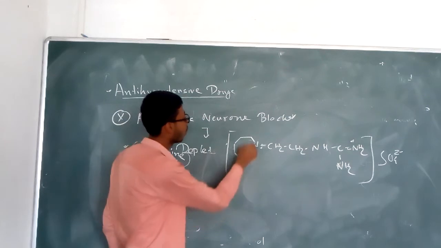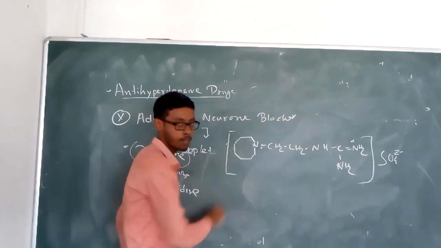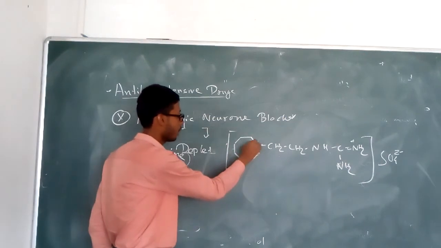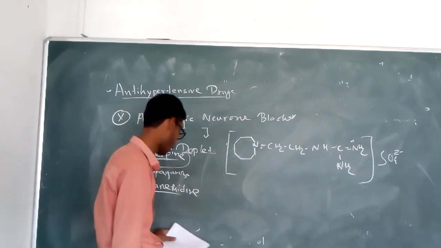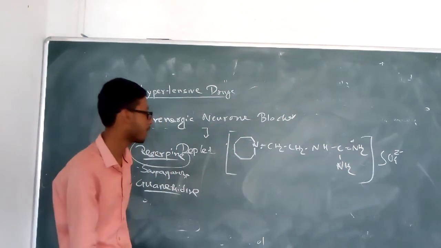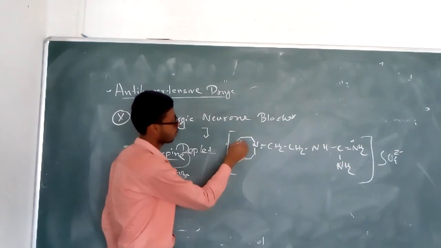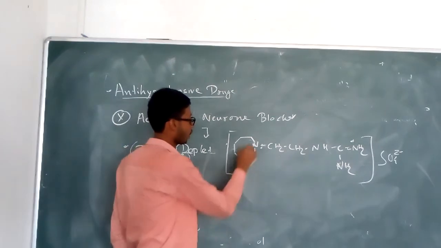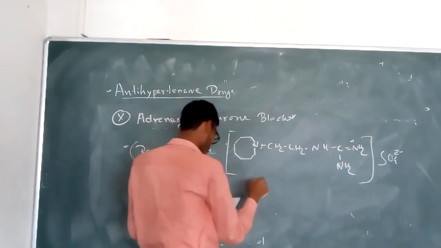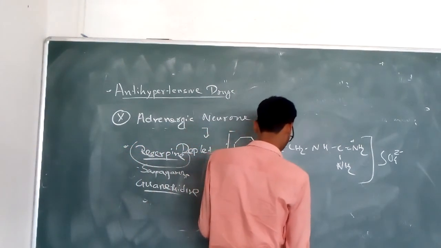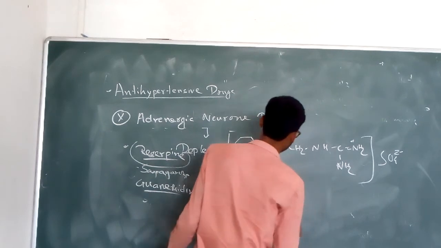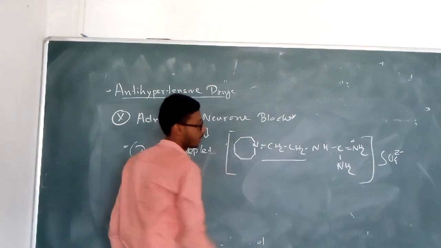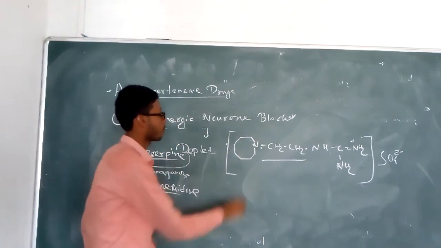It contains octahydro. Octahydro means the ring containing nitrogen. The 8-member ring containing nitrogen is known as azocine, and it is completely saturated. So that's why it is octahydro. So this is the octahydroazocine containing the ethyl guanidine residue, that is the ethyl guanidine residue at the N position.